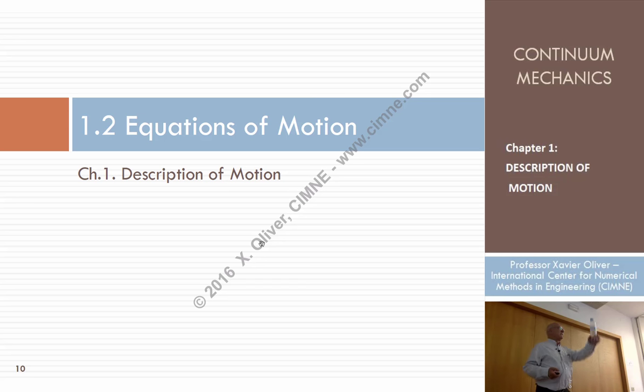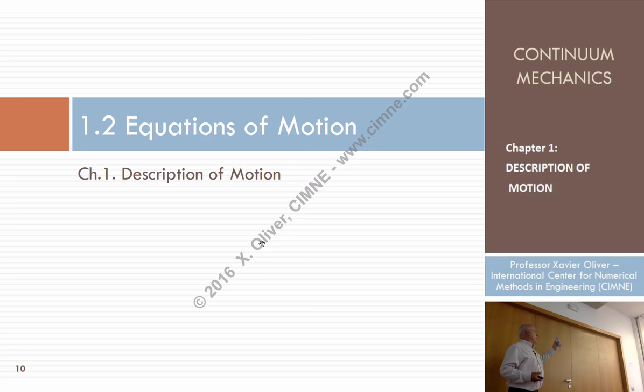So this continuum medium is going to move in space along time. For instance, starting from this point, this continuum medium is going to move, and you want to describe the motion of this continuum medium. When I say motion, I also include something that we are going to call deformation. This is what we call a rigid body motion, but this is what we call a deformation. Okay, we'll see how we distinguish between both.